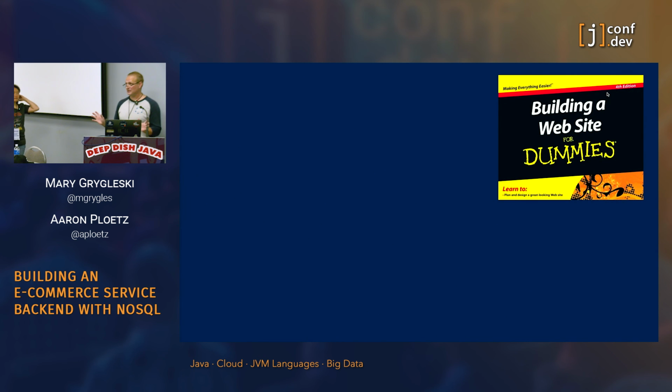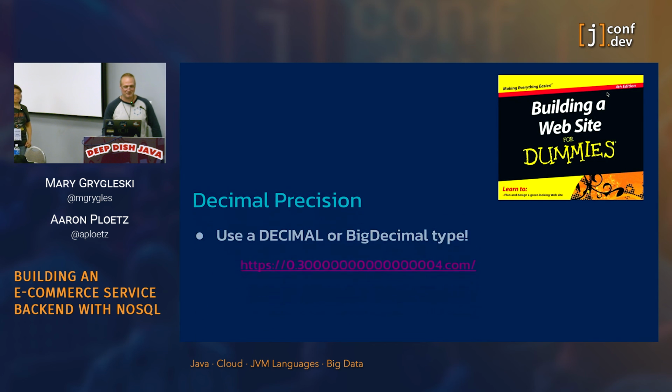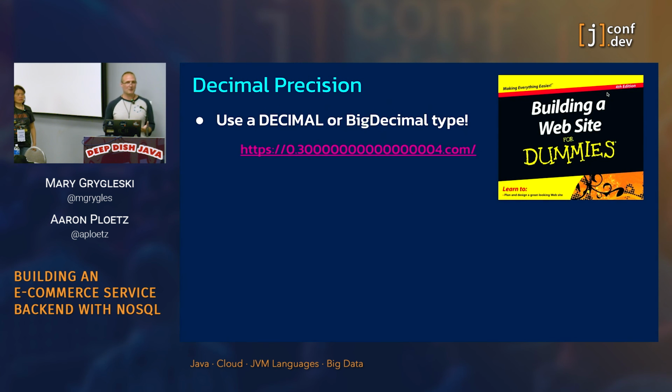If you're building an e-commerce site, these are things to keep in mind. When you're working with money or currency, make sure you're using decimal or BigDecimal. Decimal is actually a type inside of Cassandra. This website, 0.30000000000000004.com, someone put up in jest because it's what happens in Java when you print 0.1 plus 0.2. It doesn't come out to 0.3. Just a hint there. So when dealing with currency, always BigDecimal. That's important.